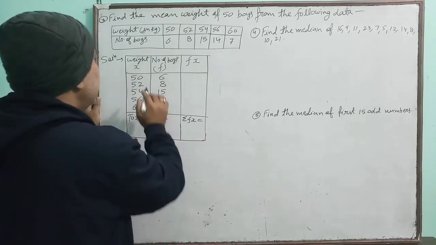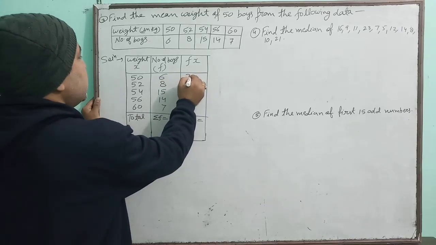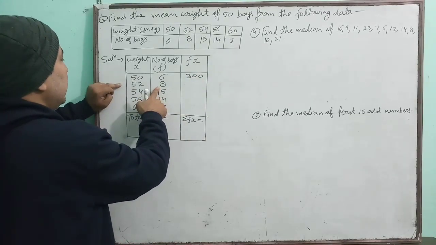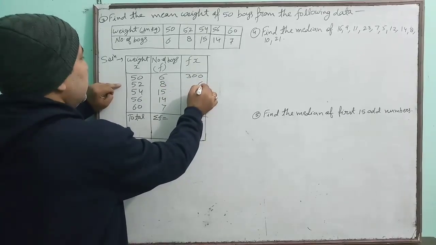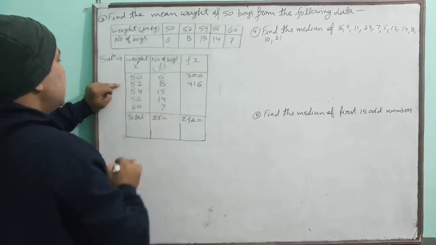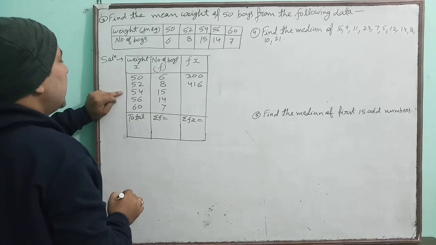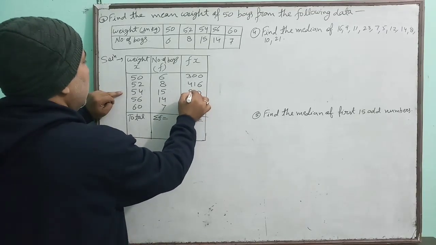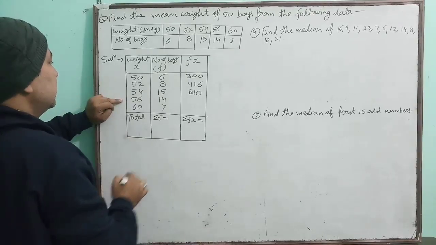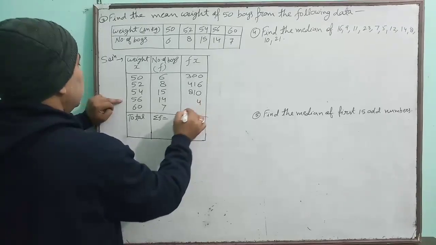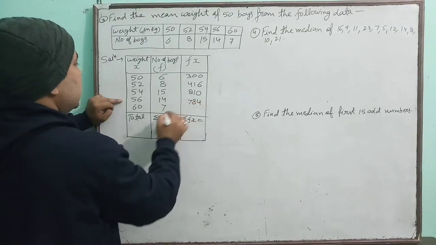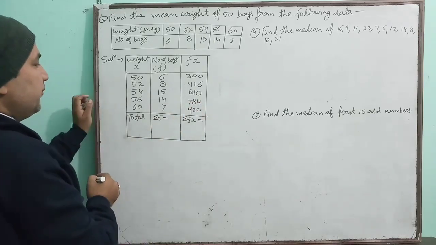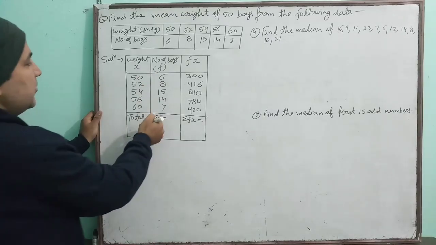Now do it. 50 into 6. This is 300. 8 into 52. 8 into 2, 16, and then it is 416. Now 54 into 15, 810. This is 784. This is 420. Okay. Now add all these numbers.